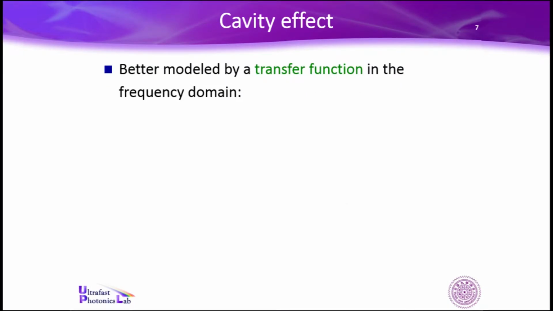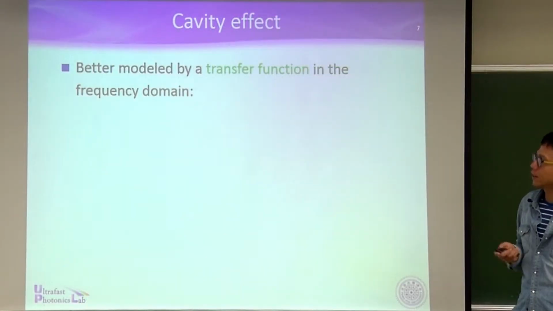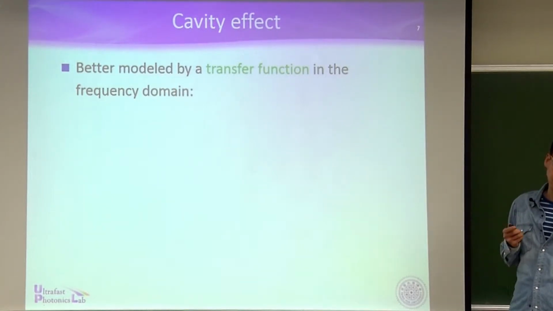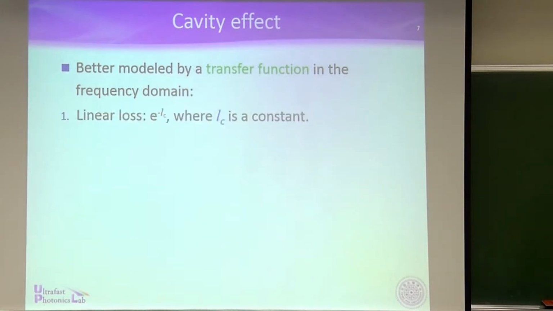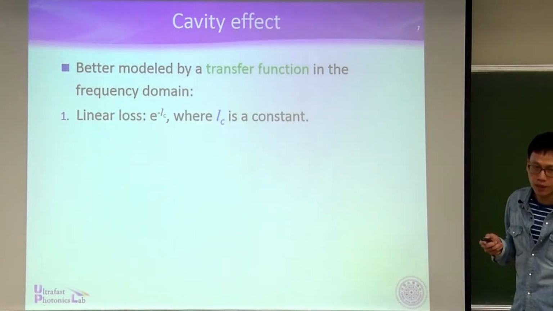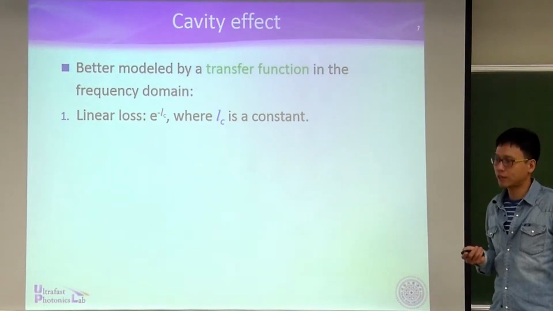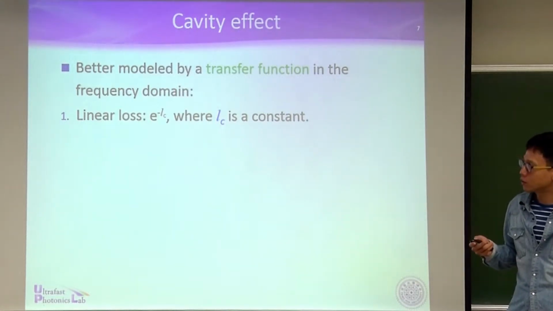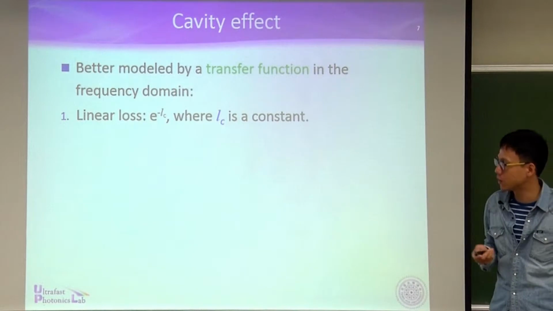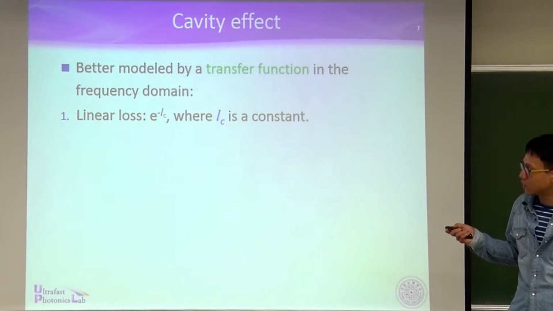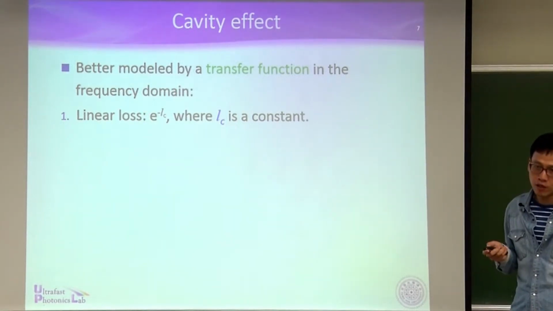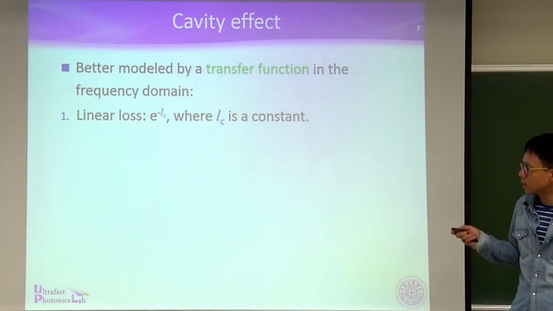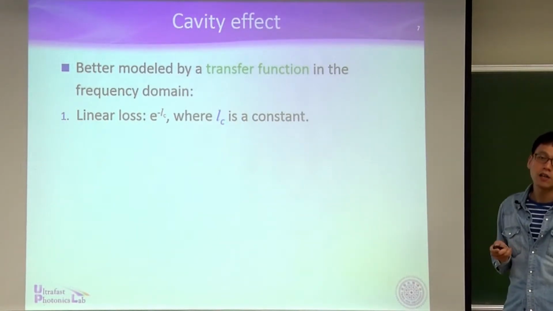Then we go through the contribution of each element one by one. Cavity effect is better modeled by a transfer function in the frequency domain. There are two effects. Linear loss, okay, because the reflectivity of the mirror could be less than 100%, you have cavity loss, and it's a linear loss modeled by a transfer function e to the minus L_C, where L_C is a constant. Okay.